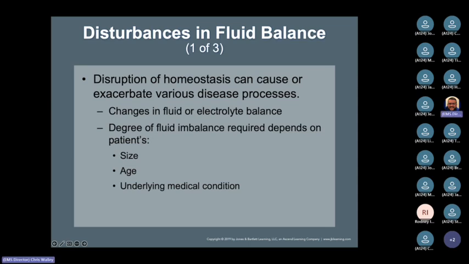So our human body is composed primarily of water. We've learned that for a long, long time. We know certain percentages of water, and then we break off into other types of fluids. So changes in the fluid and electrolyte balance that disrupt homeostasis can either cause or exacerbate certain types of diseases. Excessive output or input of fluids can upset homeostasis also. A degree of fluid imbalance is required to compromise homeostasis, depending on our patient's size, age, and some underlying medical conditions. Fluid therapy is a very fundamental step in resuscitation.